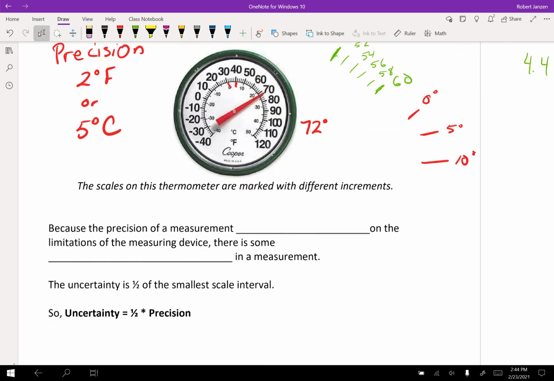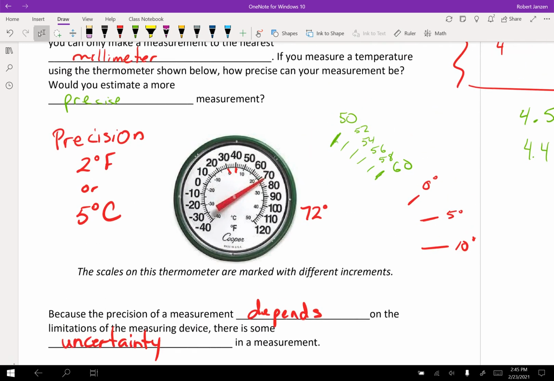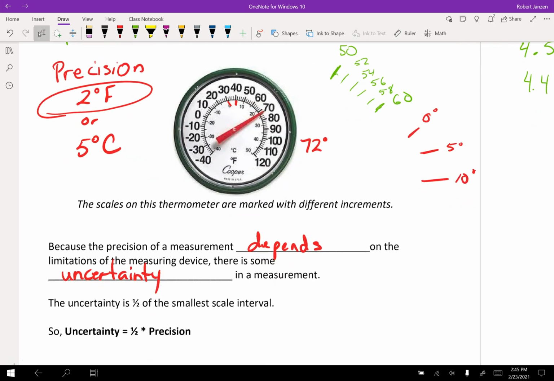Okay? Because the precision of a measurement depends on the limitations of the measuring device, there is some uncertainty. This is what our lesson is on, uncertainty. We're not quite sure what's going on between the markings on whatever scale we're using. The uncertainty is going to be half of the smallest scale, in other words, half of the precision. So, going back to our precision here, if our precision is 2 degrees Fahrenheit, half of 2 is 1. So the uncertainty is plus or minus 1 unit, or 1 degree Fahrenheit.